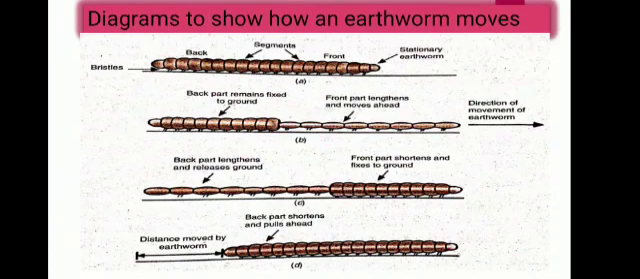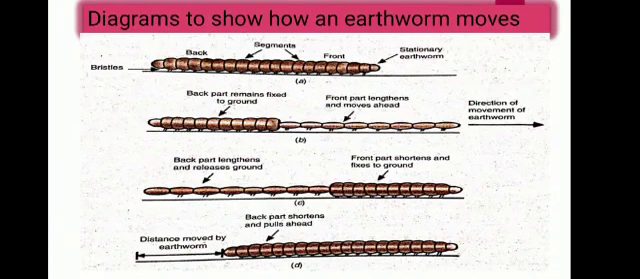During this time, the bristles of the front part only are withdrawn from the ground, but the back part of the bristles remain fixed to the ground by the gripping action of bristles. Now in the third step, the longitudinal muscle of the front part of the earthworm contracts and makes it short and fat again. And the bristles of the front part now grip the ground.